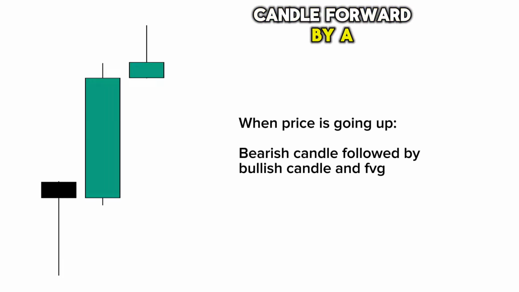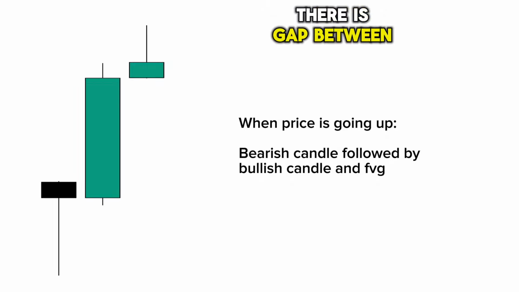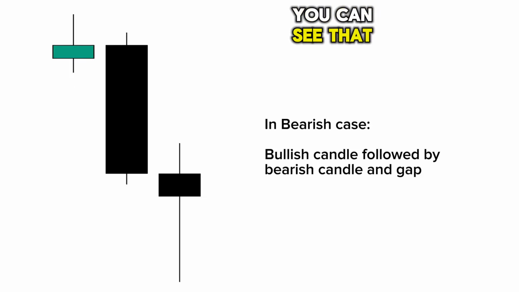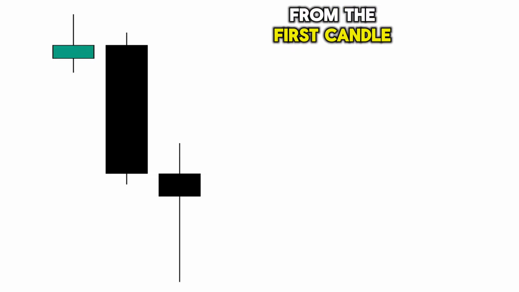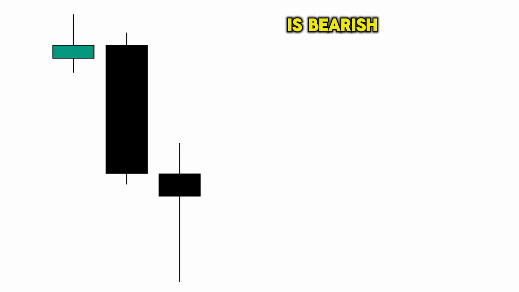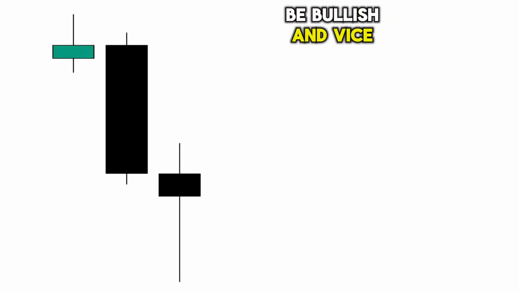Now there are many ways to use these FVGs, but in this strategy we will discuss this specific type of FVG as you can see here. There is a bearish candle followed by a bullish candle, and then there is gap between the first and the third candle. Similarly in this case you can see that we got a bullish candle followed by a bearish candle and then we got an FVG. So you have to look for this specific type of fair value gap. The middle candle has to be different from the first candle. If the first candle is bearish, the middle candle will be bullish and vice versa.